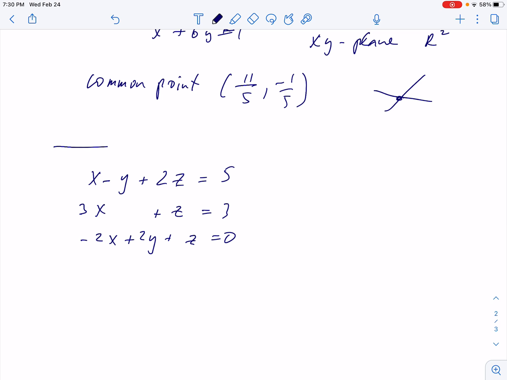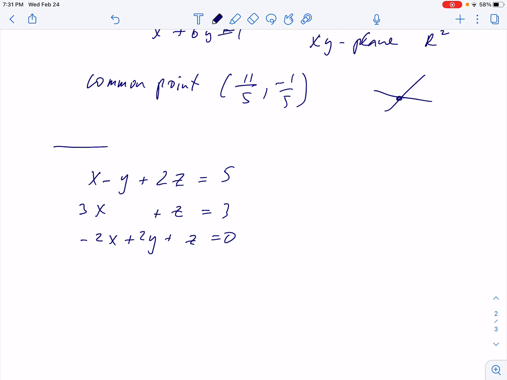So we have here three such equations. And we shall discuss later that these equations represent planes in three-dimensional space. Each equation represents a plane. And we are looking for common points.